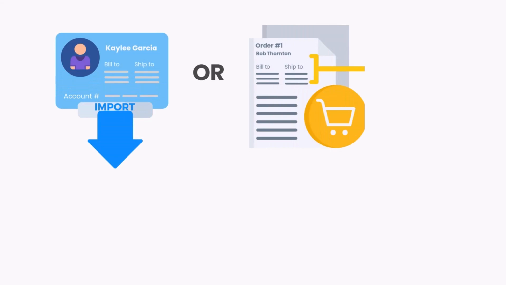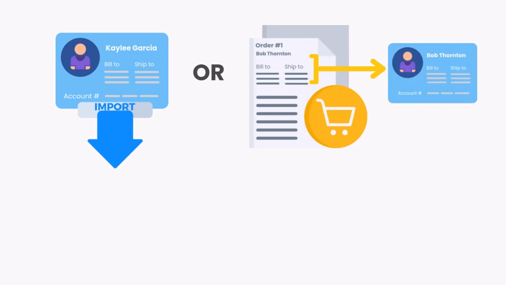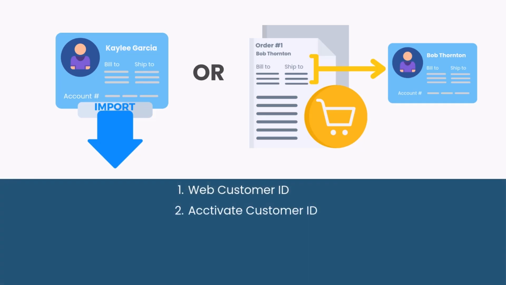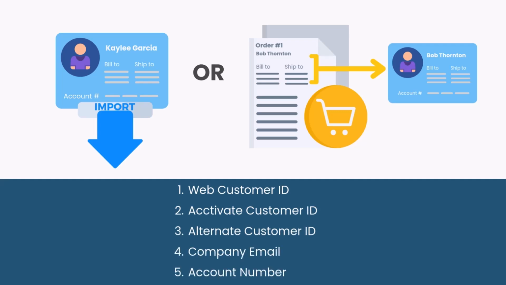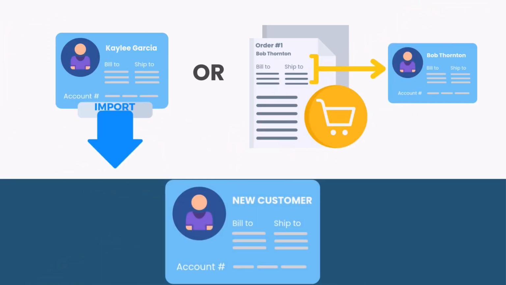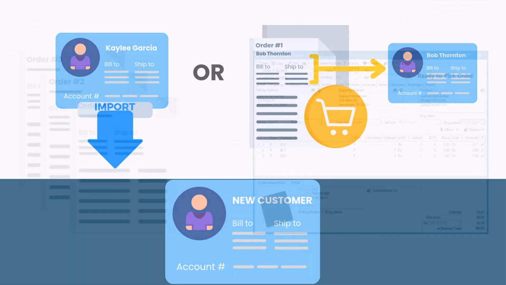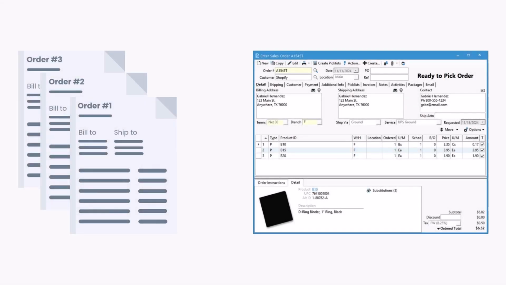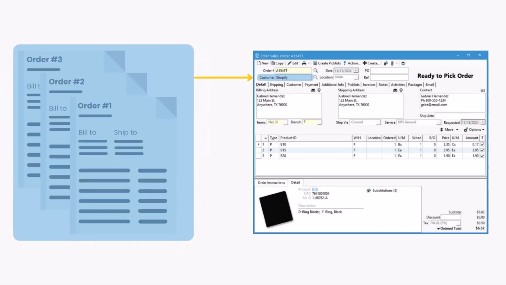Whether importing customer profiles or creating customers from orders, Acctivate will attempt to match a web store customer to an existing customer to ensure accurate information. These fields are checked in sequence to make a match: Web Customer ID, Acctivate Customer ID, Alternate Customer ID, Company Email, Account Number. If no match is found, then a new customer is created. Alternatively, all orders could be imported under a single generic customer.